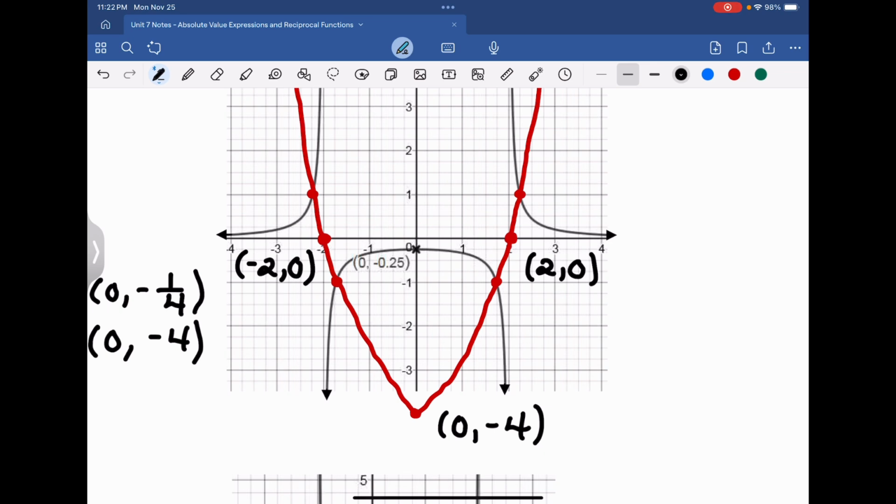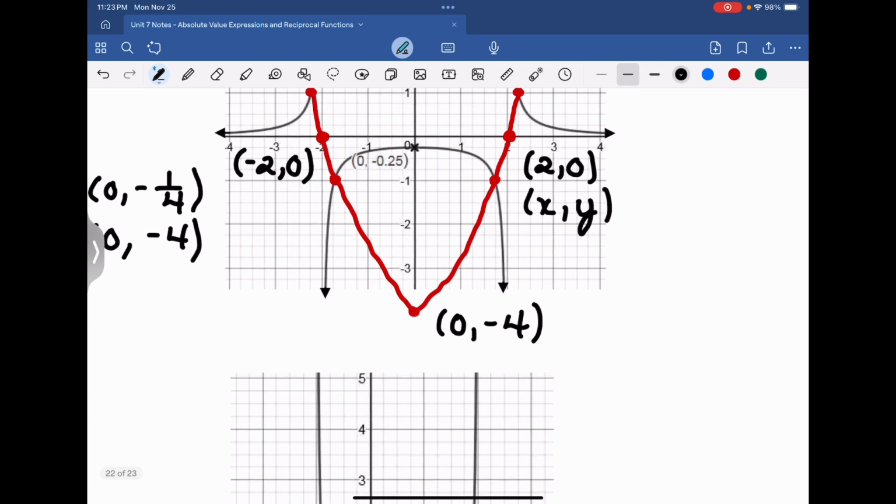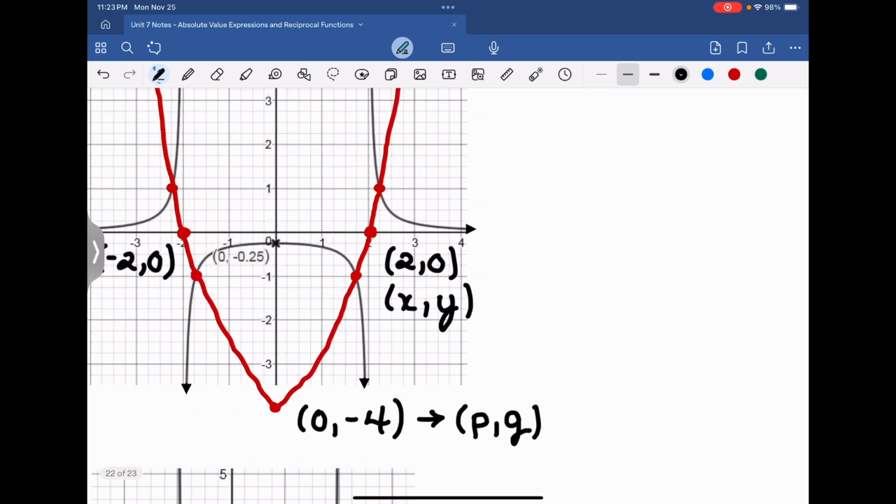And now that we have some sort of x and y, which could be either one of these, it could be the 2, 0, or -2 and 0, and we also have some sort of p and q, which is what this is here, then we should solve for the a value. Now, let's go up there and do that here.